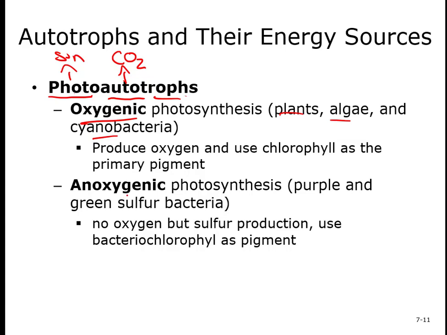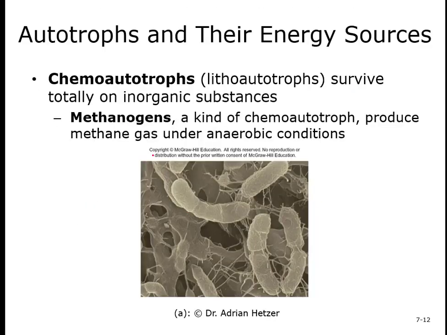There also are anoxygenic photosynthesizers, meaning they don't produce oxygen when they do photosynthesis. There's a group called the purple and green sulfur bacteria. These are a really unique kind of extremophilic bacteria. They do photosynthesis, so they use sun and they use carbon dioxide, but they don't produce oxygen. Instead, they produce sulfur.